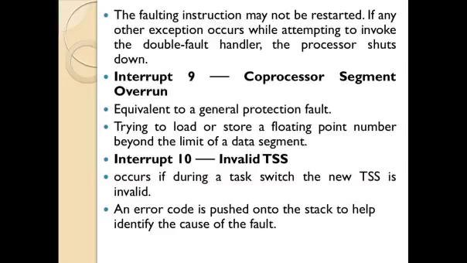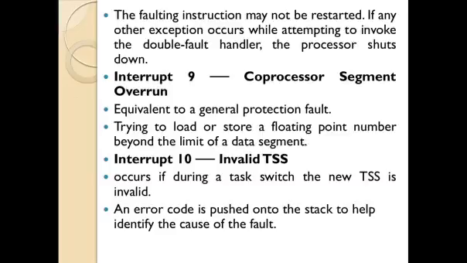Then interrupt 9, the next exception, coprocessor segment overrun. It is equivalent to a general protection fault, when trying to load or store a floating point number beyond the limit of a data segment. So we have a data segment in which we can store a floating point value, but it has a limit, and beyond that limit we cannot store the value. If we try to store the value beyond that limit, then the coprocessor segment overrun exception is generated.